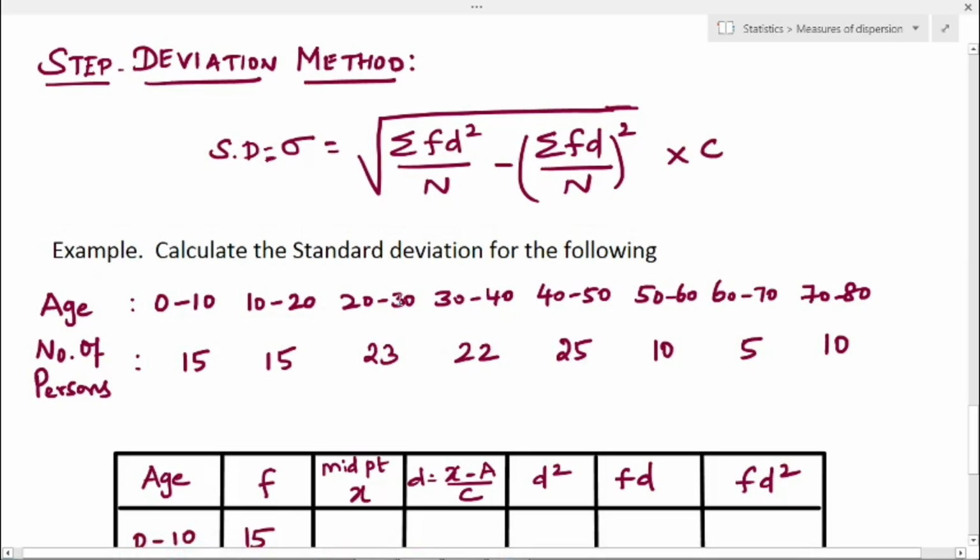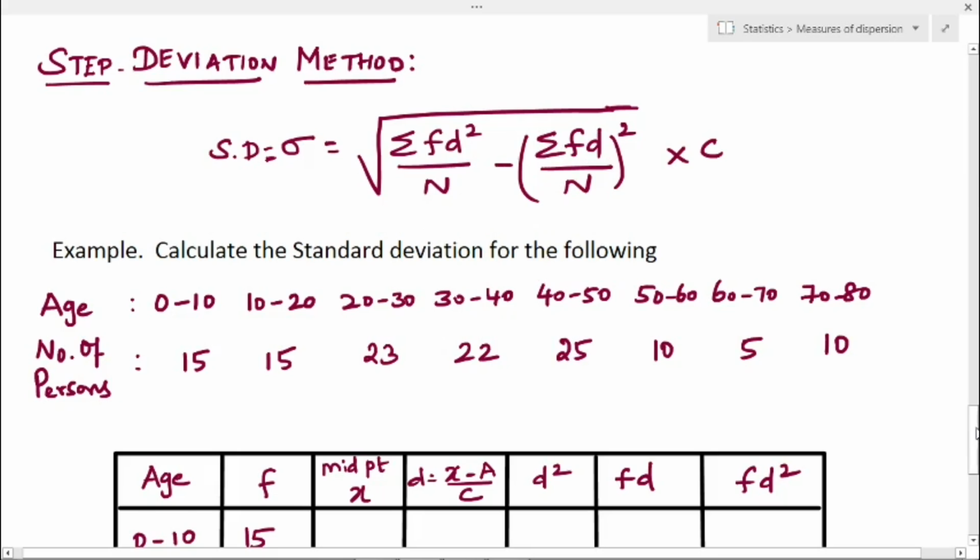In this example we have to find the standard deviation, and age and number of persons are given. Age is given in the form of class limits, that is a frequency distribution: 0 to 10, 10 to 20, and so on till 70 to 80, and the number of persons is the frequency. So this is a continuous series, so we have to use the step-deviation method, that is sigma equal to root of summation fd square divided by n minus summation fd divided by n the whole square, into c. So actually we have to find the values of d, d square, fd square and the total value of n.